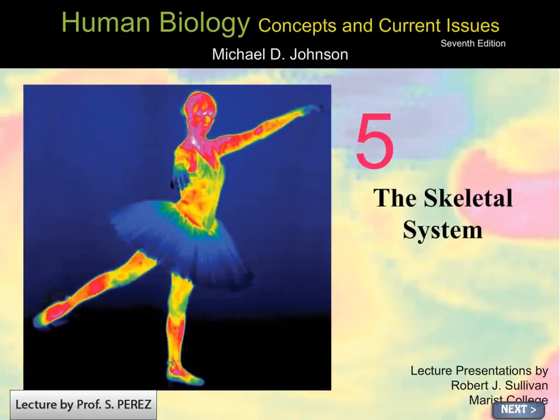This is the first part of the review of Chapter 5, which focuses on the skeleton. This part will begin with an overview of this system, and we will then look at the anatomy of bone in more detail. In addition, we will look at some developmental aspects of bone.